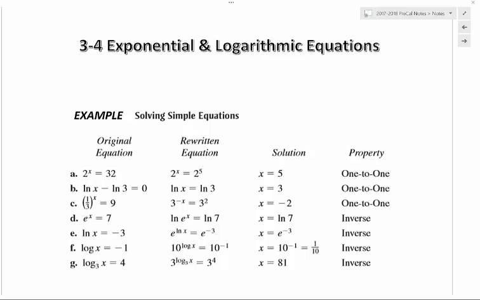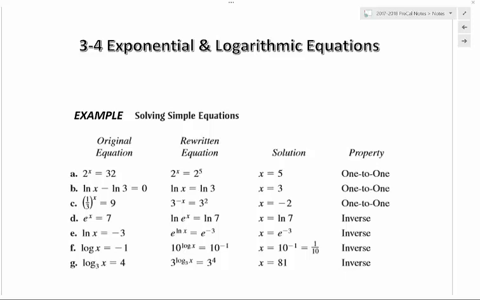Natural log of x minus the natural log of 3 equals 0. I could add the natural log of 3 to both sides. I have a 1-to-1 property, x equals 3. 1/3 to the x power equals 9. I can rewrite it as 3 to the negative x power equals 3 to the second power. Drop the bases, x equals -2.